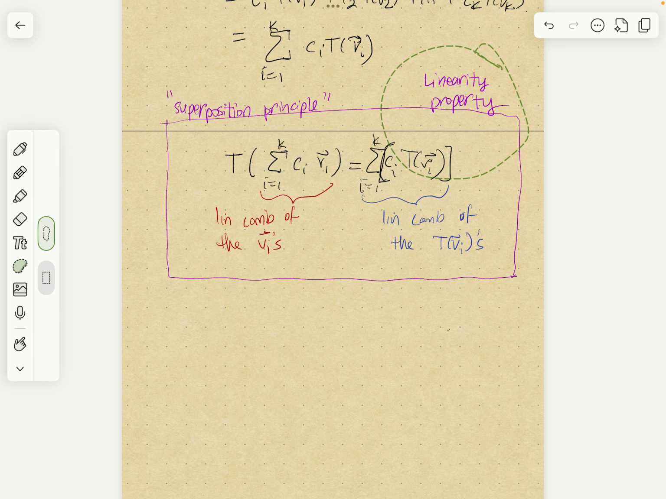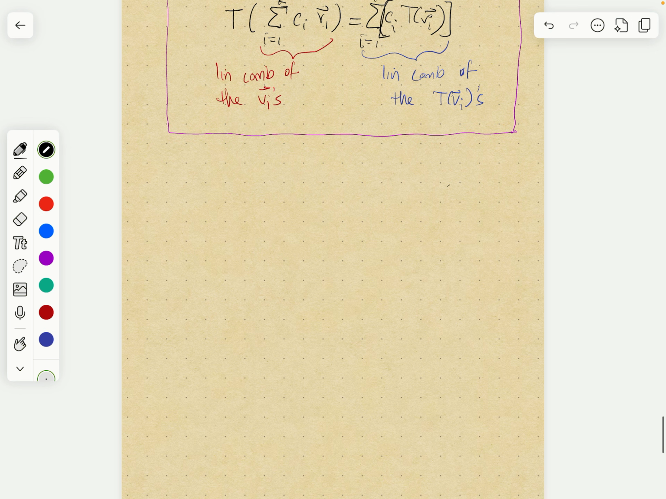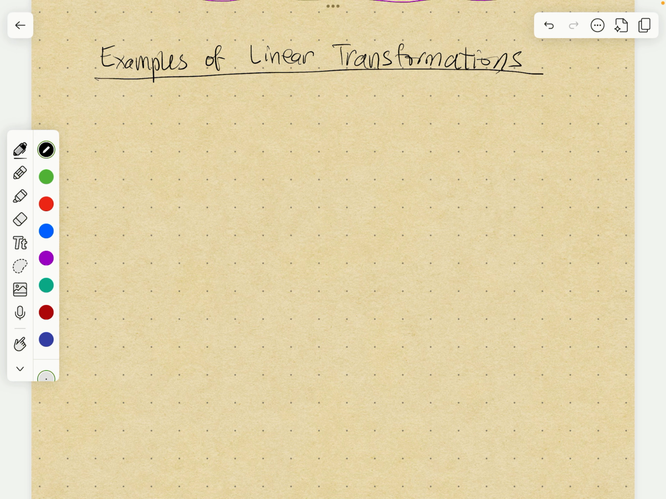All right, now let's talk about some examples of linear transformations. That's what this video is about: specific examples and then working with these examples. Remember that every matrix defines a linear transformation. So as soon as you write down a matrix, you already have a linear transformation.